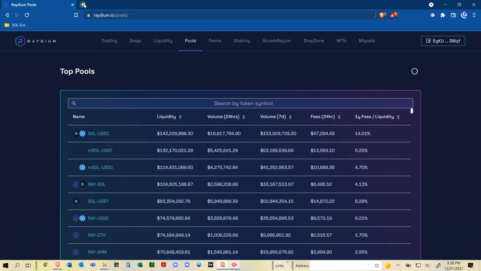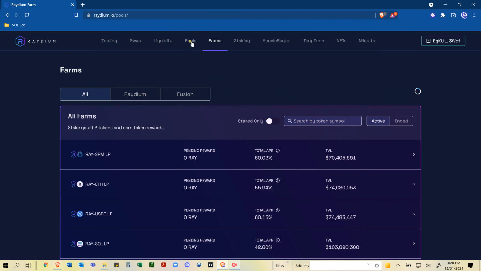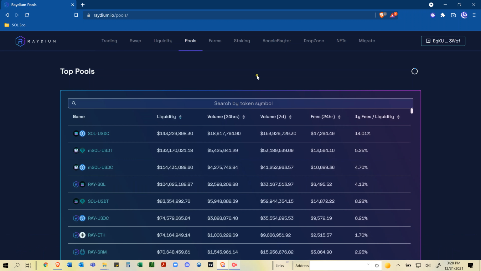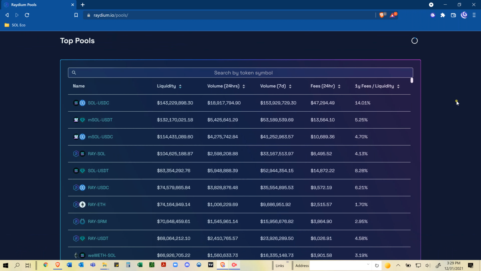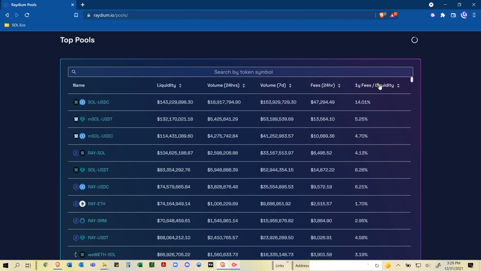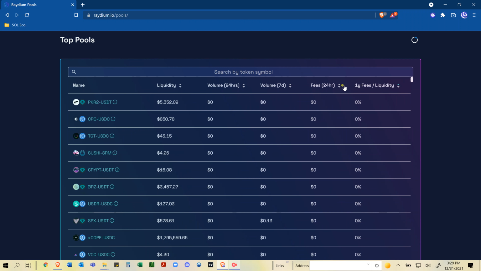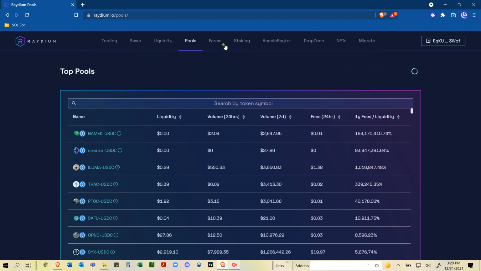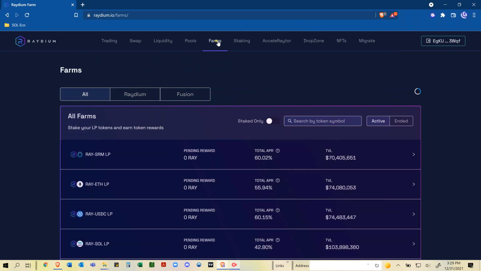You can look at the farms as well. There we go. This is not where you add them. You actually add them to the farm, but you can search. Sorry, I'm going a little too quick here. And one note, it is all decentralized, so it does take maybe a little bit longer to load. But you can sort by the fees, liquidity, how much money it's making, and choose there appropriately.